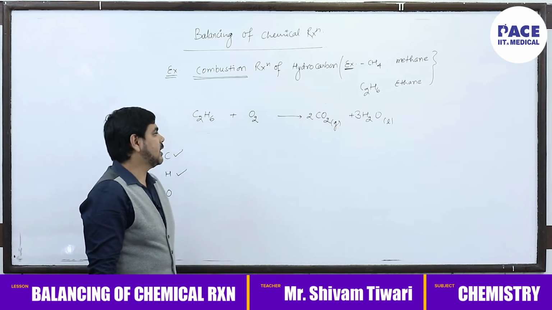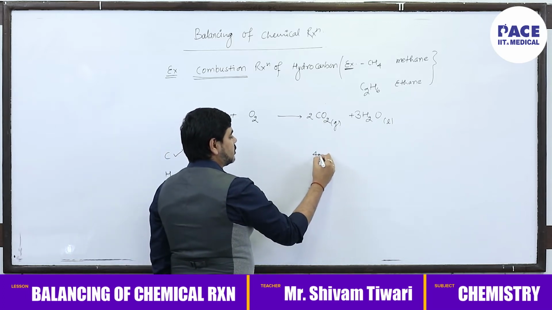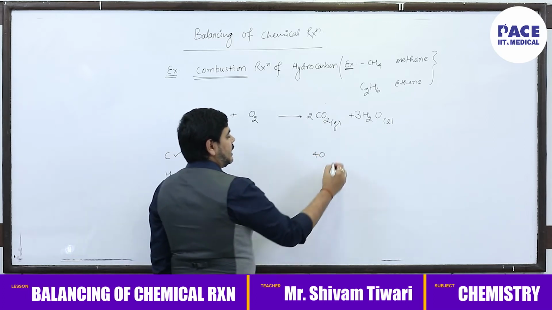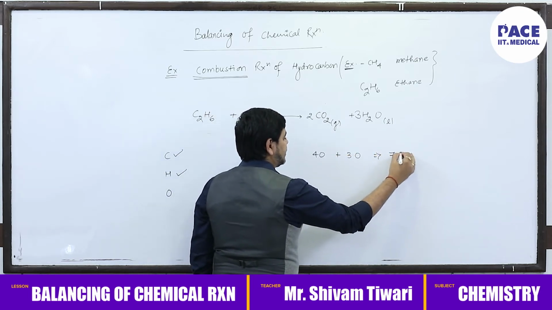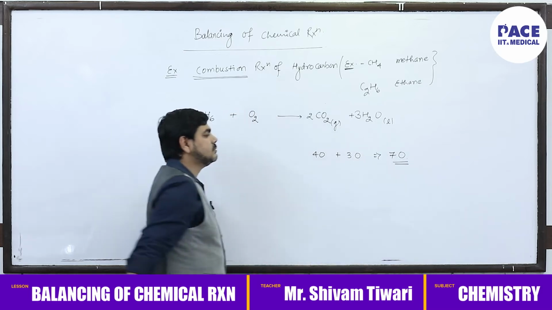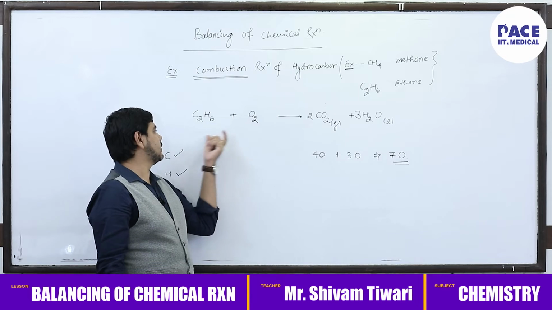So we need to write how many oxygen atoms are over here. 4 oxygen atoms are here and 3 oxygen atoms are here. So in total we can see 7 oxygen atoms. So we need to have 7 oxygen atoms over here.